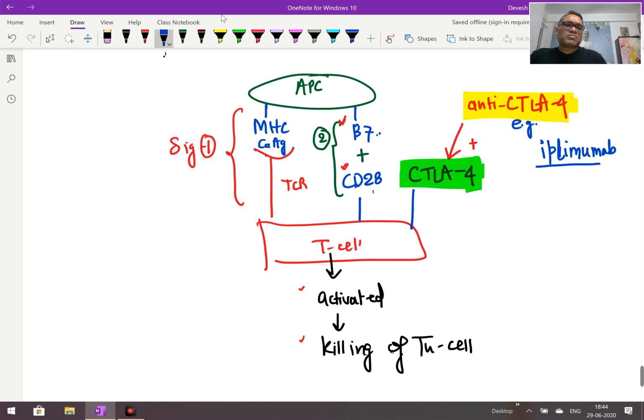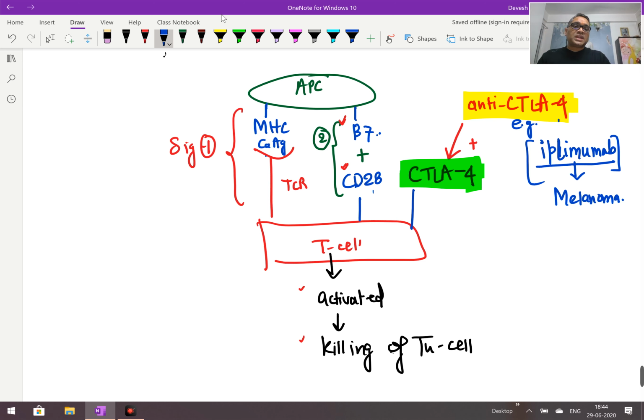So this ipilimumab drug had been used against melanoma, right? This was the trial which was done for melanoma. Ipilimumab is an antibody against the CTLA4 antigen. So CTLA4 of the T cell is the target for this ipilimumab. It is a monoclonal antibody whose target is CTLA4.